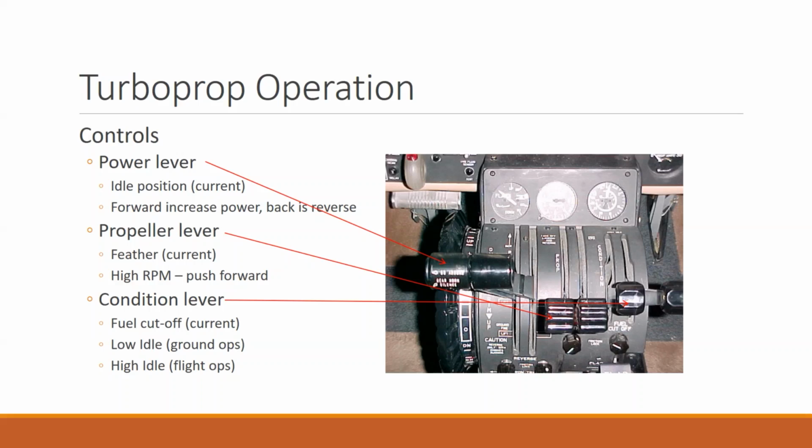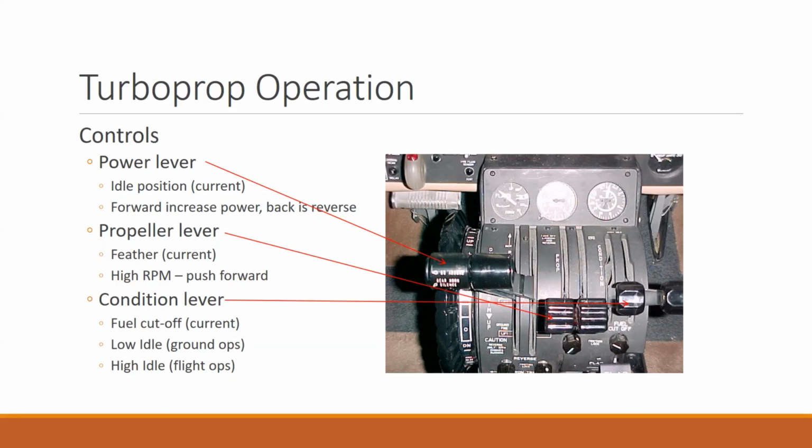So the condition levers, they're currently in the fuel cutoff location. They're all the way back. These have basically three positions. As you come forward, there's a little notch here that's called low idle. That's your ground idle position. So for ground operations, that locks the propellers into beta mode. You cannot go into alpha mode when they're in the low idle position like that. And then when you push them all the way forward up here is high idle, and it's still in beta mode at that point until you start to bring your throttles forward, until you bring your power levers forward.